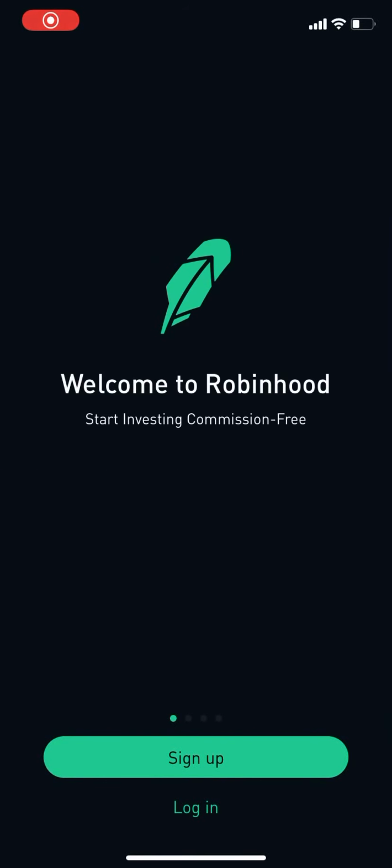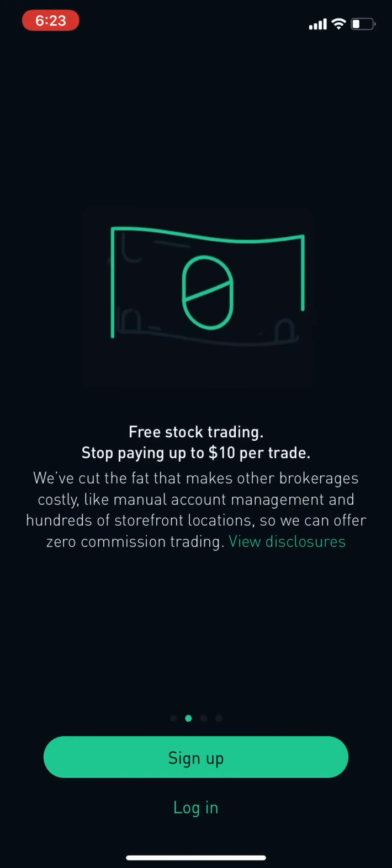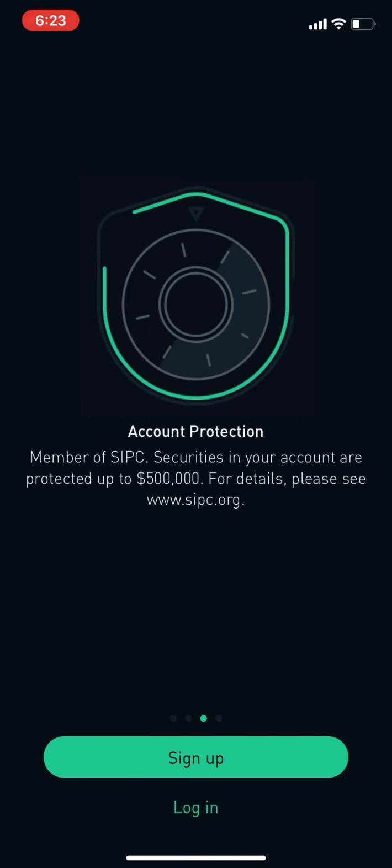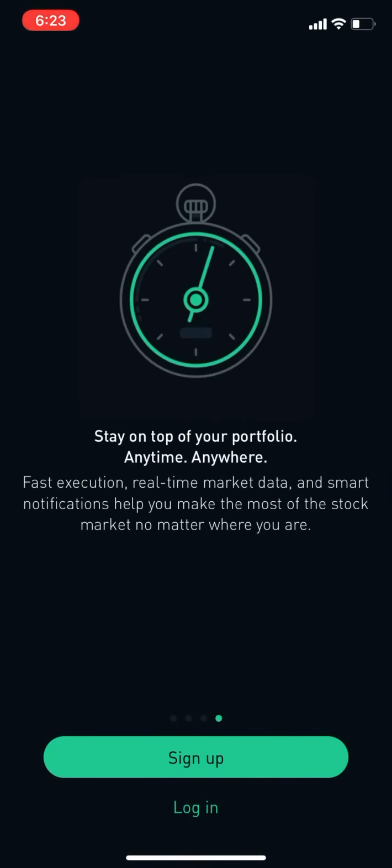Hello, this is Matthew with MK's Traders, and we are looking today at how to set up a Robinhood account, which is something that I suggest really everyone should do. Whether you're trading or investing, it is a great way to do it, especially for investing. But let's look at it.